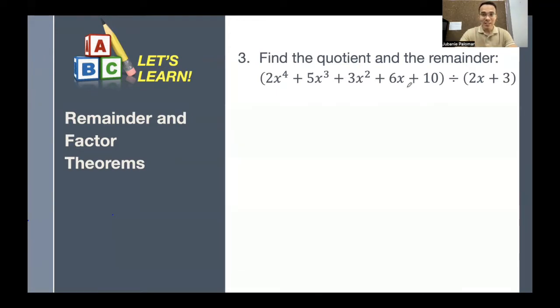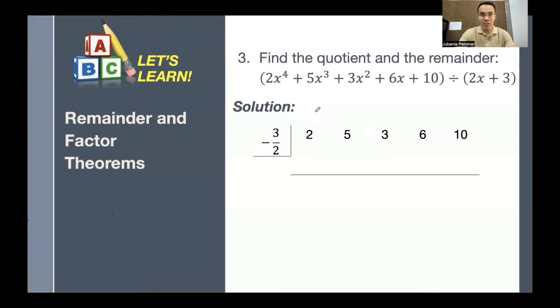All right, so let's set up our synthetic division. First, let's take the coefficients in the dividend. We have 2, 5, 3, 6, and 10. Don't forget to insert 0 if there are missing terms. And our divisor is 2x plus 3. This becomes 0 when the value of x is negative 3 over 2. You can have 2x plus 3 equals 0, solve for x, and you get negative 3 over 2.